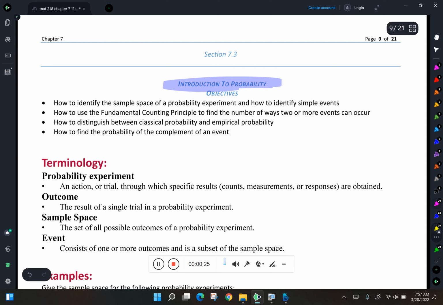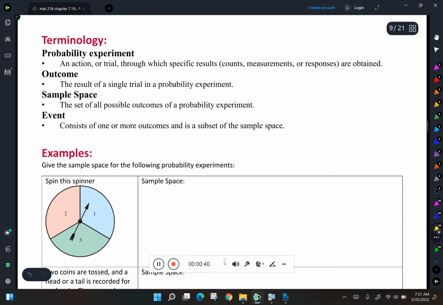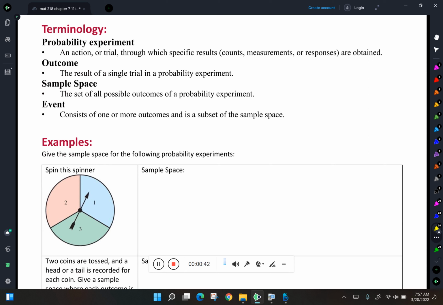All right, so our objectives for this section are to take a look at what is a sample space and how to identify simple events. We'll take a look at that fundamental counting principle, classical versus empirical probability, and find probability using complements. All right, so this is the first section on probability. So of course, a big thing in this section is going to be the idea of some terminology specific to probability. So we'll take a look at those pieces of terminology to begin with.